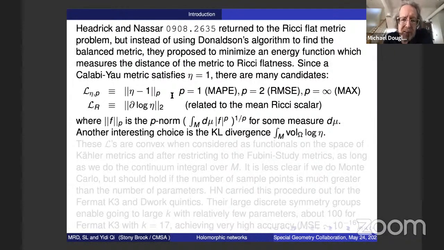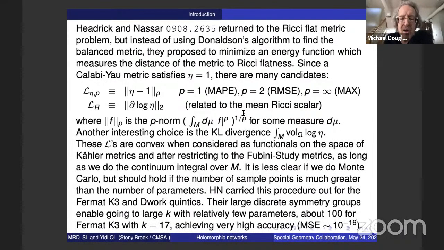And there are various interesting choices here. One that comes up a lot in machine learning is what's called the Kullback-Leibler divergence. That is to say, you take the two volume forms and interpret them as probability distributions, and then there's the natural distance between them as probability distributions. But it really doesn't matter which one you take. They're all convex. They're all very good functionals to try to minimize, as long as you either do the continuum integral or do Monte Carlo with a large number of sample points. And I'll come back to that issue.